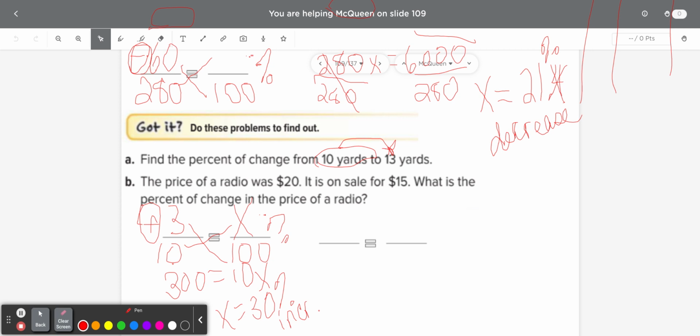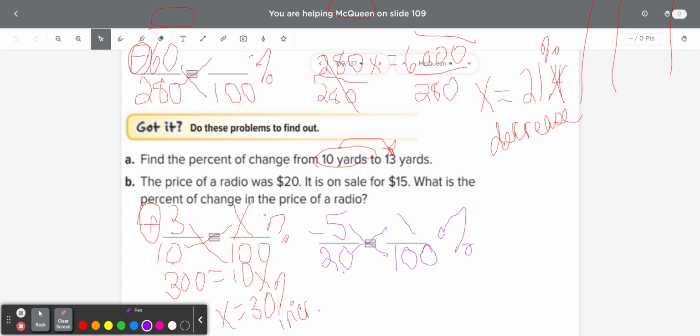All right, letter B. The price, let's change pen color here. The price of a radio was $20. Okay, that's the original price. It is on sale for $15. What happened? Well, what happened was it went down $5.